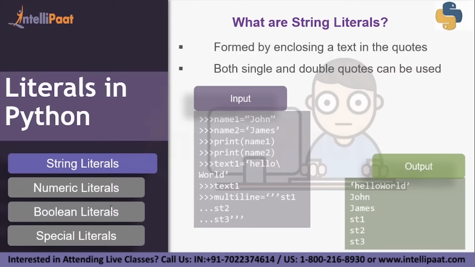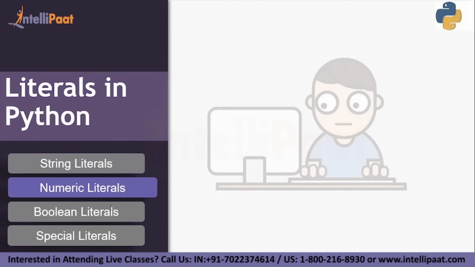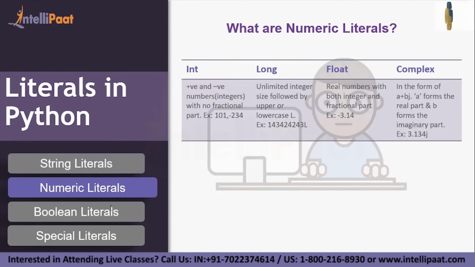For now, let's move ahead and let me give you an overview of numeric literal. So what are these numeric literals? A numeric literal is a character string whose characters are selected from the digits 0 to 9. It consists of a sign character. It can be either positive or negative, or it can even contain a decimal point.